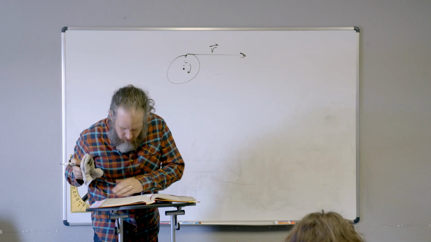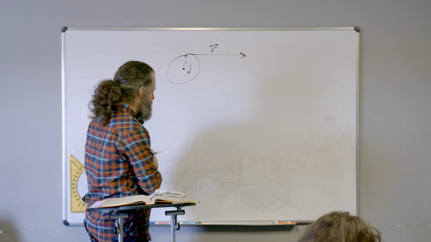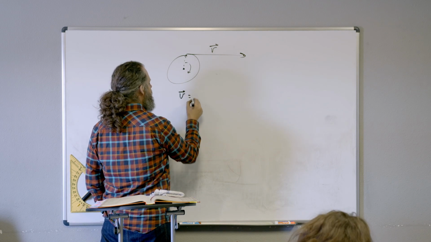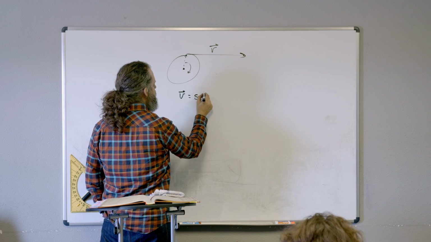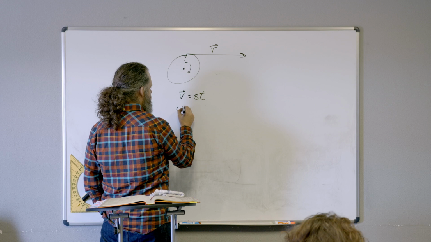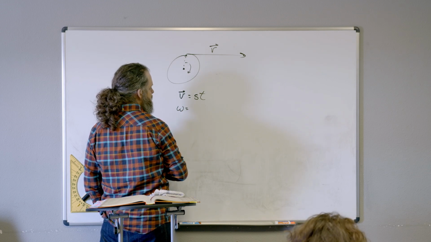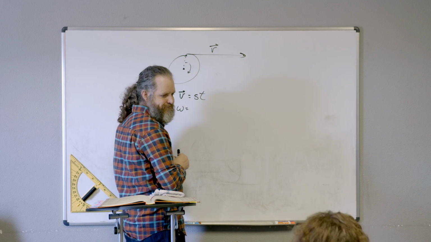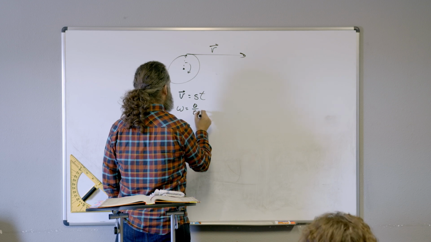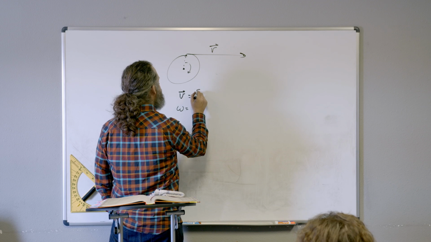So, what formulas do we have for these things? V equals S over T, and then the omega looking thing equals theta over T. The top one is S over T, not S times.